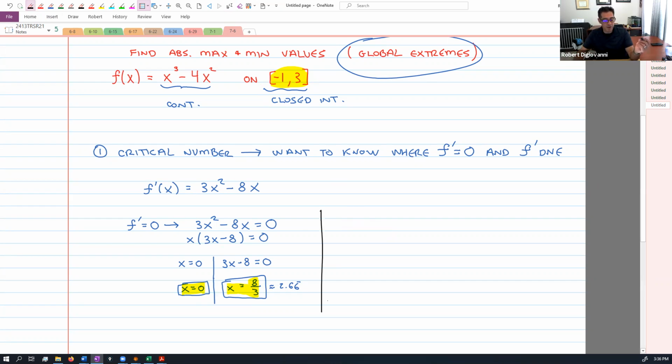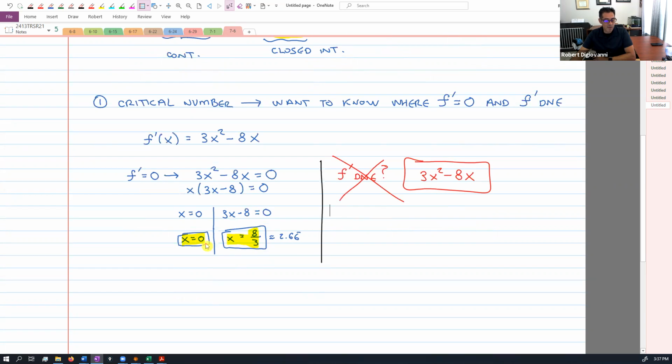All right, that's the first part. I had to find where the derivative is 0. Now, I also have to figure out where the derivative doesn't exist. Well, my derivative is 3x squared minus 8x, and if you look at that derivative, there's nowhere it doesn't exist. There's no square root, so I don't have to worry about square roots of negative numbers. There's no fractions, no division by 0. It's a polynomial, a very well-behaved function. There's no issues with the derivative being undefined, which means I only have two critical numbers, 0 and 8/3.